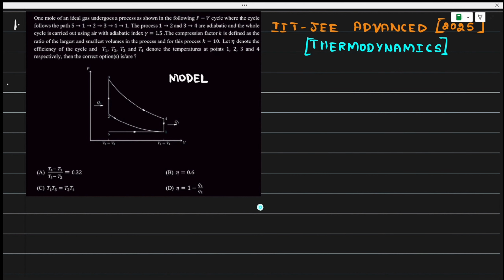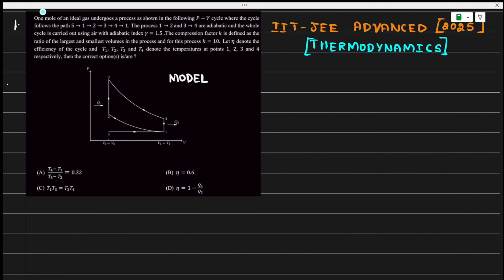Welcome guys, in this video I will be solving this question from the chapter named Thermodynamics of Physics. The question says 1 mole of an ideal gas undergoes a process as shown in the following PV cycle, where the cycle follows the path 5 to 1, and then 1 to 2, then 2 to 3, then 3 to 4, and then 4 to 1.